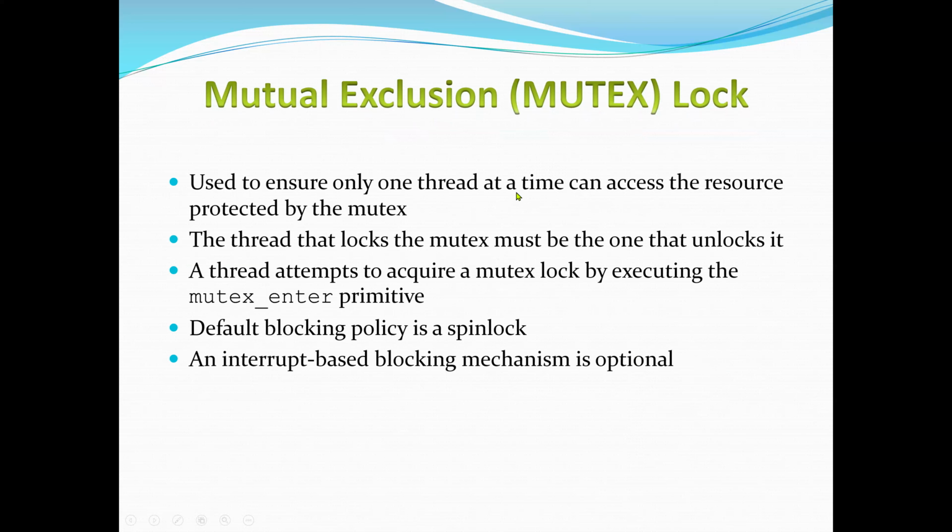We also have mutual exclusion. We discussed mutual exclusion, mutex, in chapter 5 of the course textbook when we discussed deadlocks and critical section problems. A mutex is used to ensure only one thread at a time can access the resource protected by the mutex, and this addresses the critical section problem.